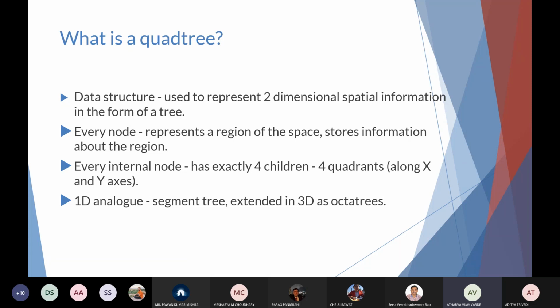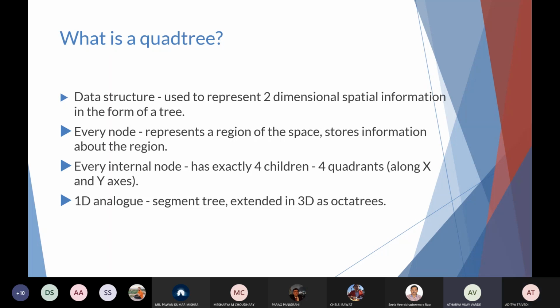So I'll begin by starting with what is a quadtree. Basically, a quadtree is a data structure that is used to represent two-dimensional spatial information. So any information that can be stored in the form of a graph on the 2D plane can also be represented by a quadtree. A better way to understand a quadtree is through the example of a segment tree, which we already know.